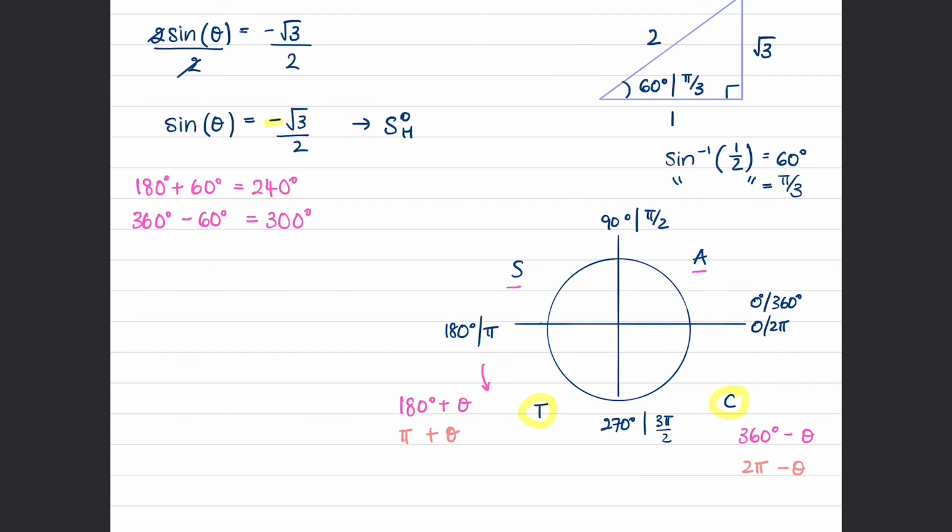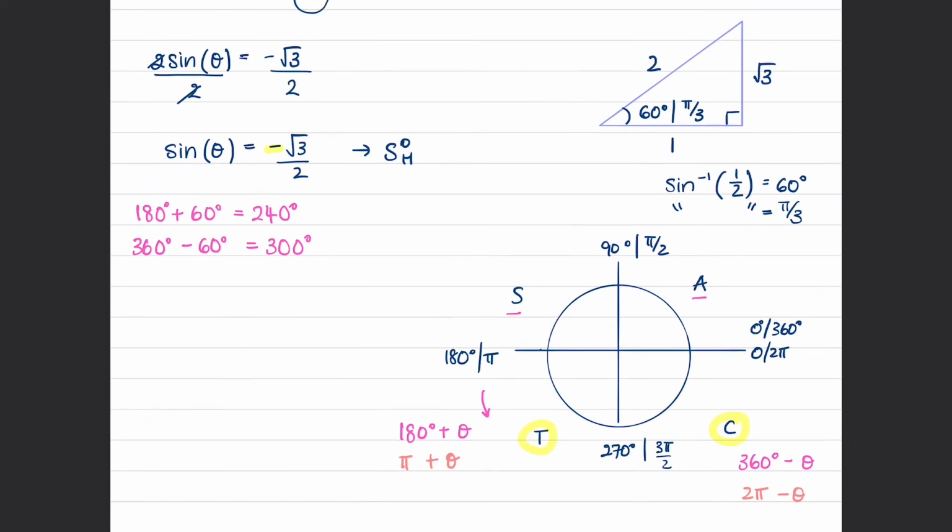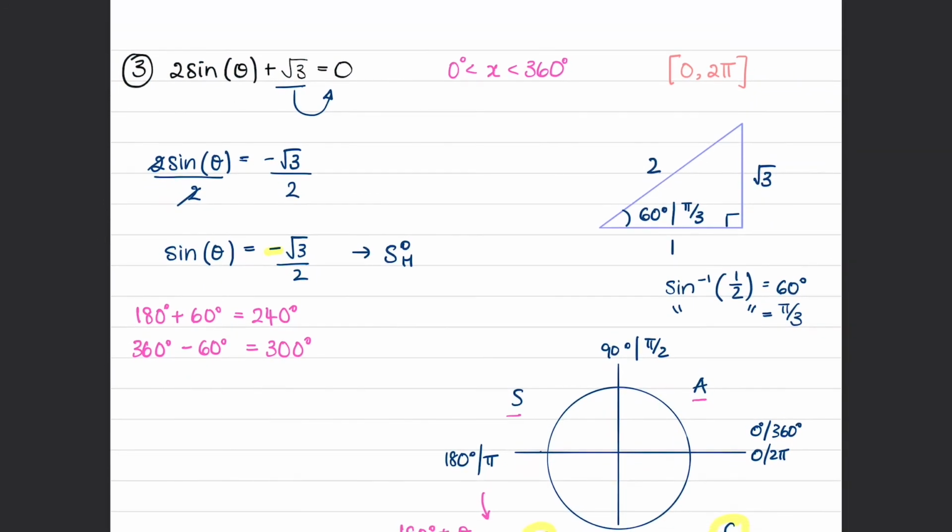So for this particular equation, sine of 240 degrees will give me an answer of negative root 3 on 2, or sine of 300 will give me an answer of negative root 3 on 2. And the reason being that my domain is once again restricted between 0 to 360 degrees. So that's one full rotation of our unit circle.